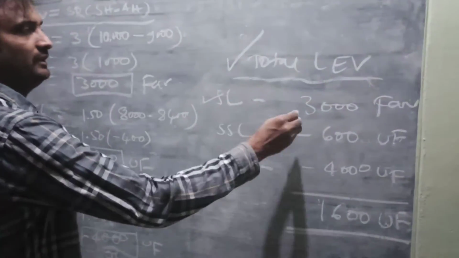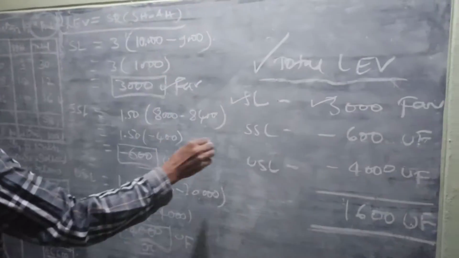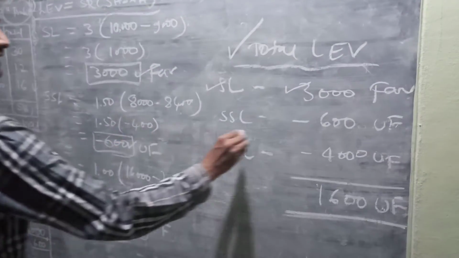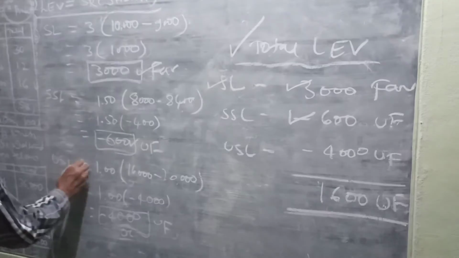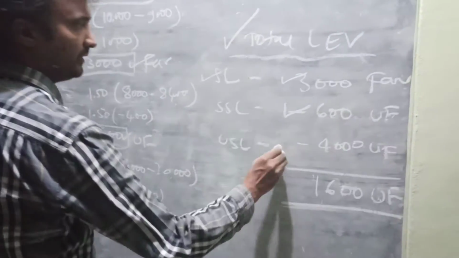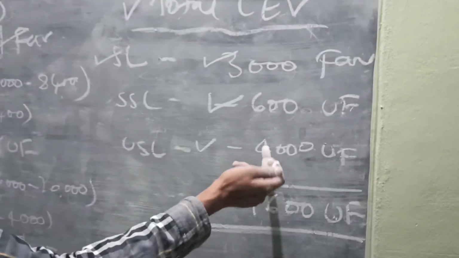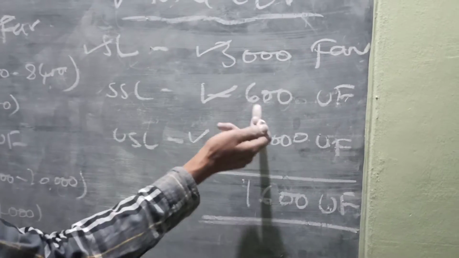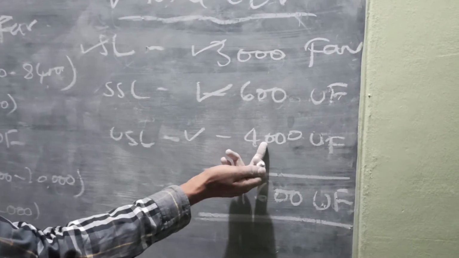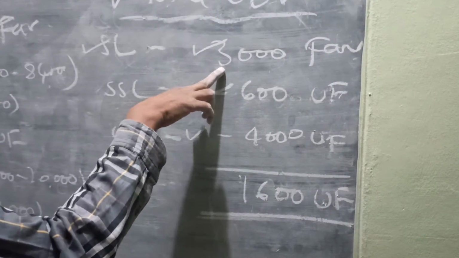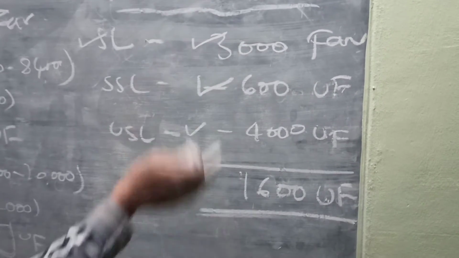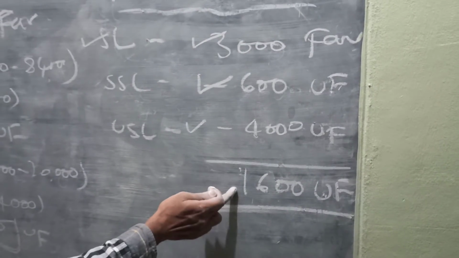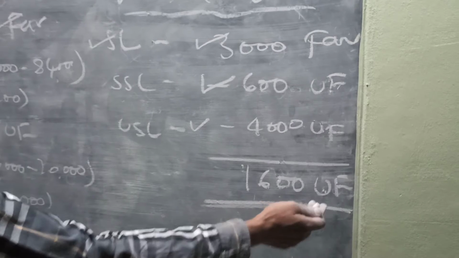So skilled labor is 3,000 favorable, semi-skilled labor is 600 unfavorable, and unskilled labor is minus 4,000. In total, 4,000 plus 600, 4,600 is the minus figure, and plus 3,000 is the positive figure. If you adjust these things, it comes to minus 1,600 unfavorable.